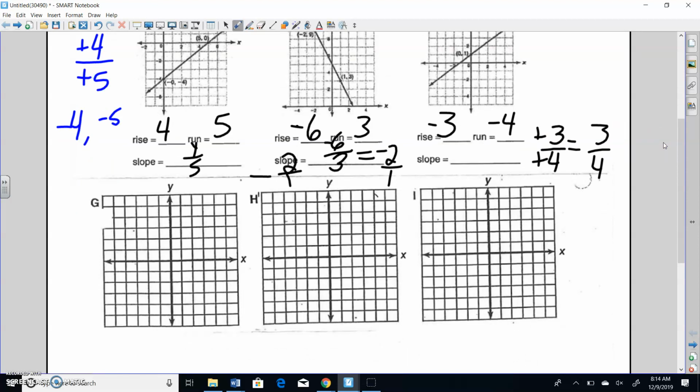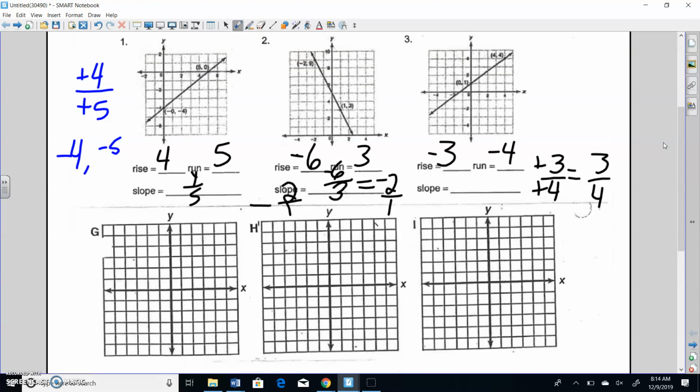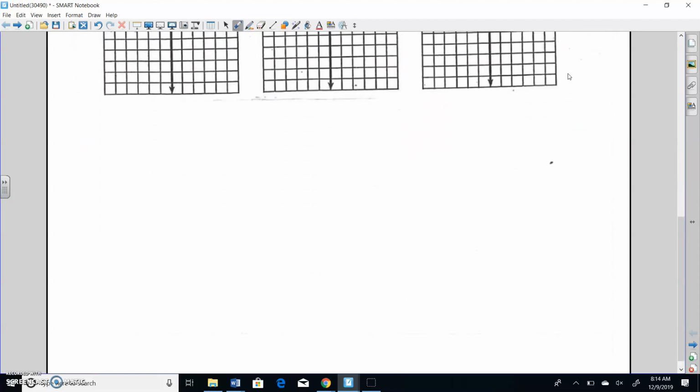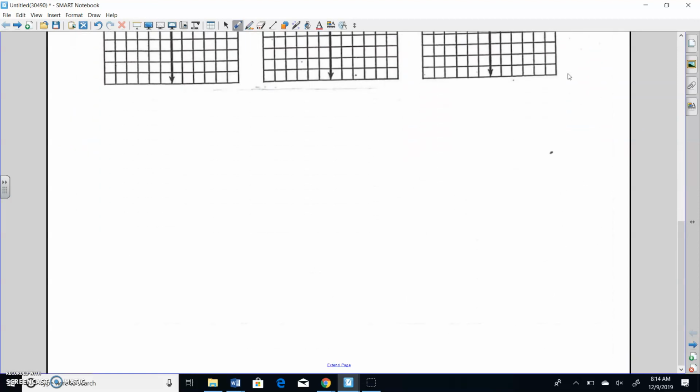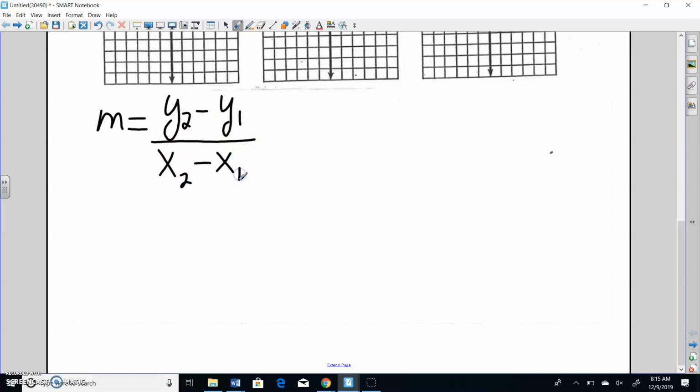Okay, so let's talk about finding the slope of these using the equation, the formula. Let's skip over those graphs a little bit. And let's remember our formula for slope is y2 minus y1 over x2 minus x1.